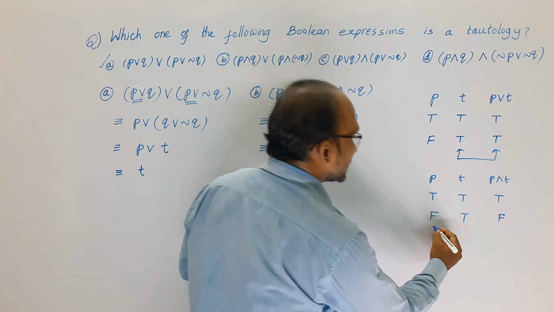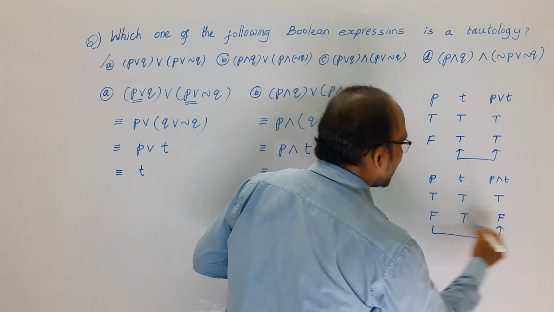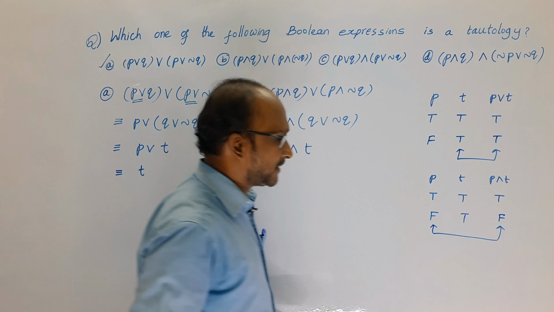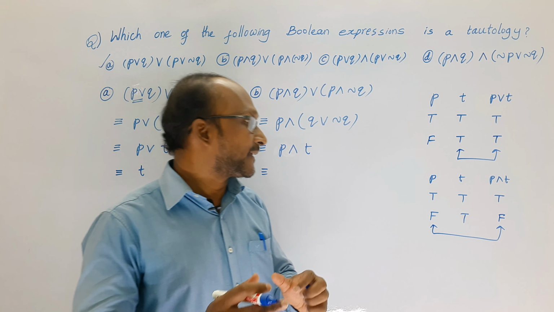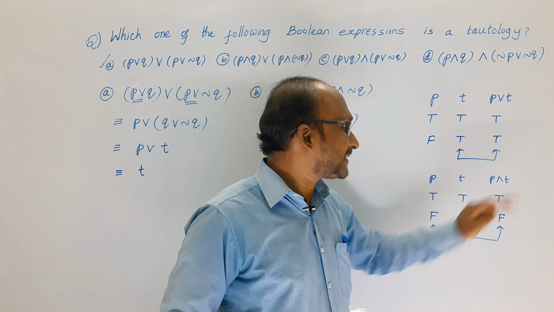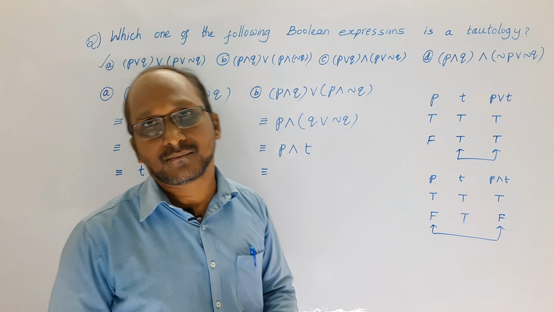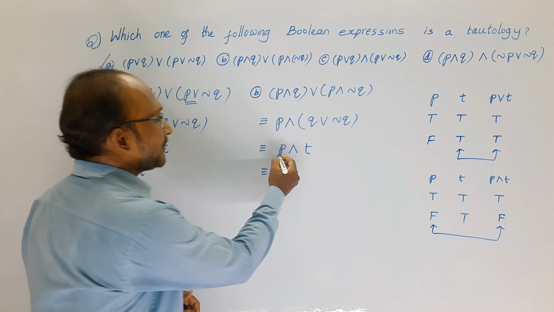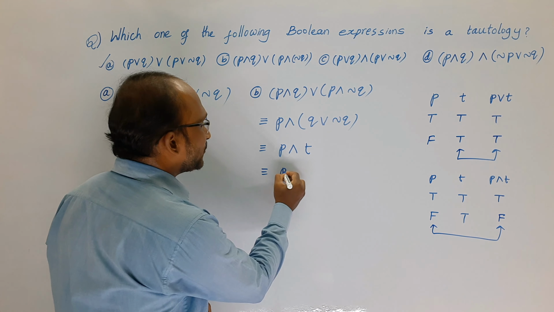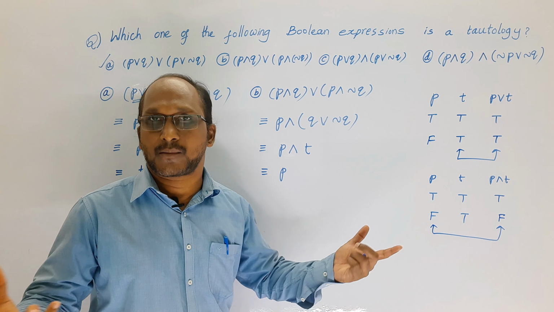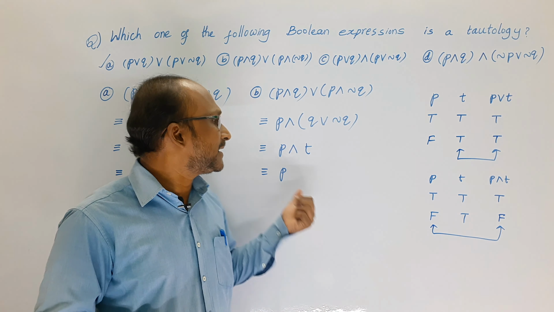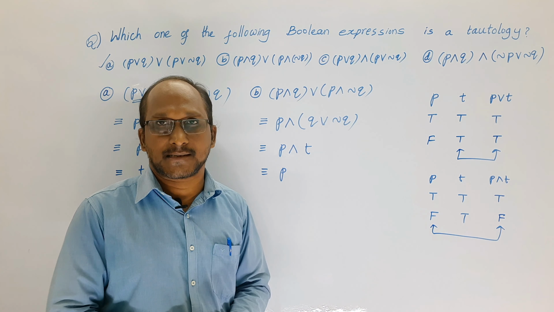Now if you observe the statements P and P and T, they have the same truth values. That's why we can say that P and T is equivalent to P. So the statement P may be true or may be false. That's why it can't be a tautology.